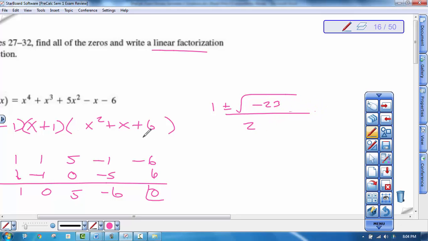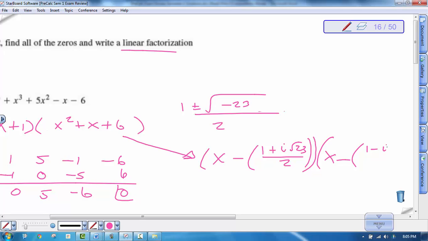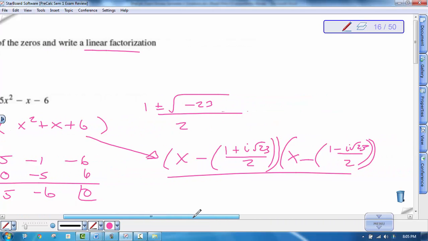over 2. And so technically, if I am going to write the linear factorization, I would need to write this as 2 linear factors, and it would be x minus one of these, which would be 1 plus i square root of 23 all over 2. And then I would also have x minus the other one, which is 1 minus i square root of 23 all over 2. So there's my, this plus these other 2 linear factors would give us the complete linear factorization.